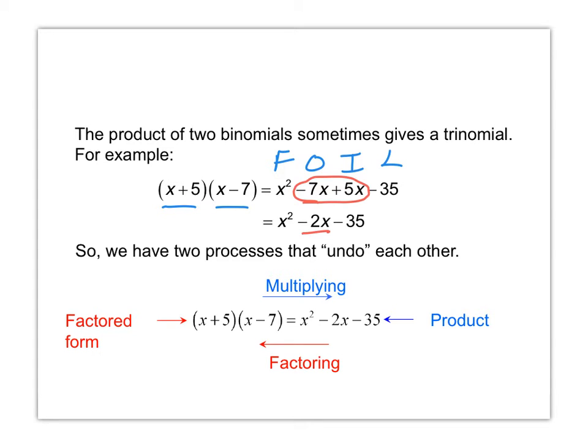When we are multiplying, we are getting the product. We're taking 2 binomials and multiplying to give us a trinomial. In factoring, we're going in reverse. We are starting with the trinomial and working back to get the original 2 factors.